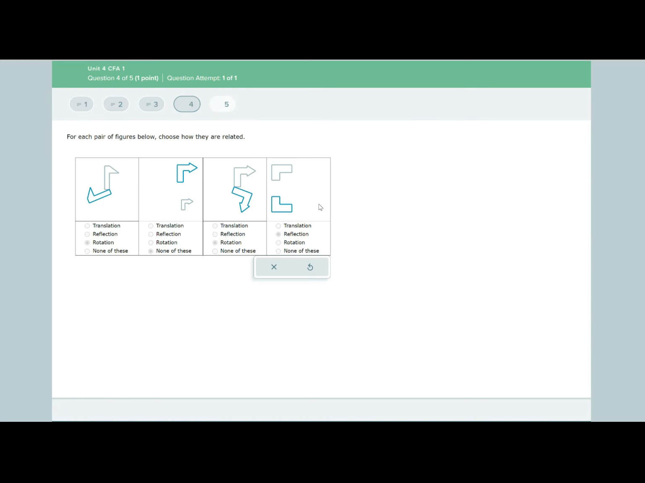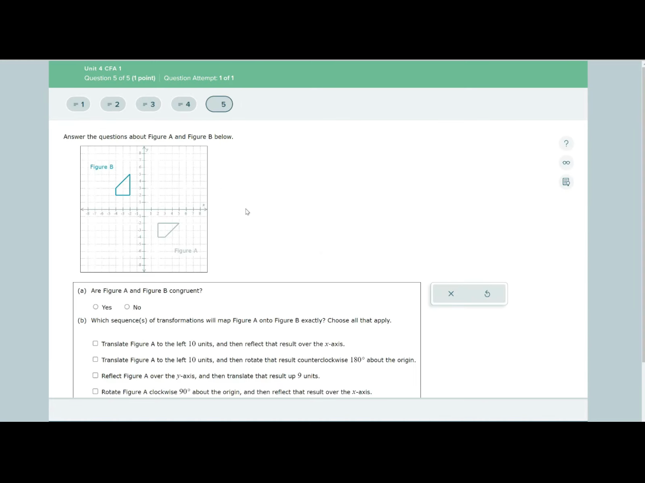Again, it's different size. It's going to be none of the above. Alright, last one. Problem number 5, which is our everyday bell work. Answer the question from figure A to figure B below. So you're going to map from A to B. Are figure A and figure B congruent?